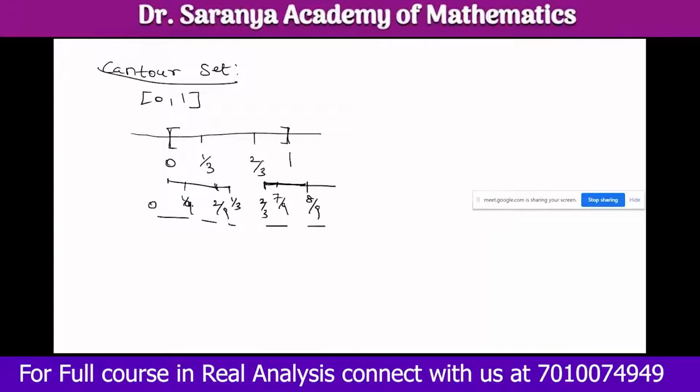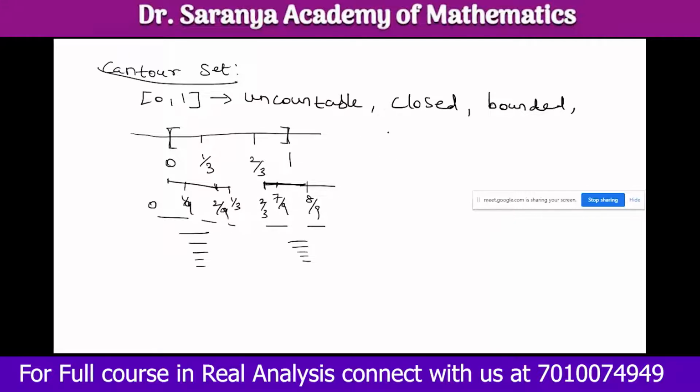So 0, then 2/9, 1/3. Again you have to split it by 3. It will go like this. So this is called the Cantor set. So the Cantor set is countable or uncountable? Uncountable. Is it closed? Yes. Is it bounded? Yes. Is it perfect? Yes.